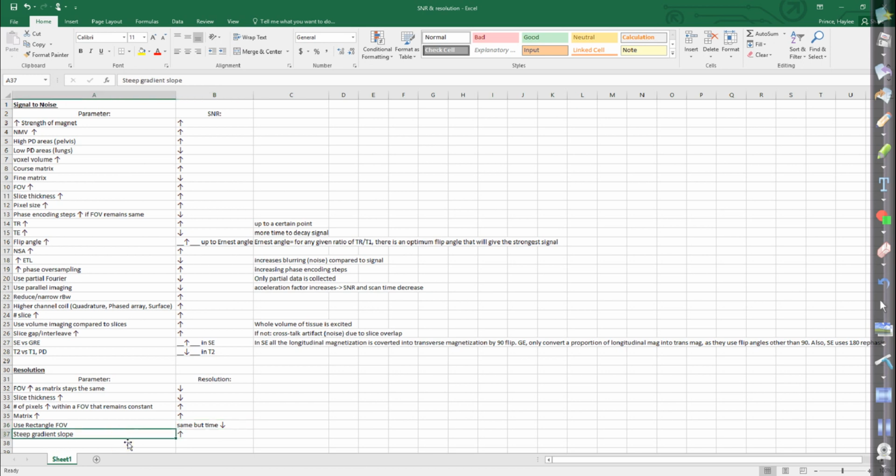And if you use a steep gradient slope, remember that goes with that initial question that Nick asked at the beginning of the lecture. If you use a steep gradient slope, you're filling the outer lines.